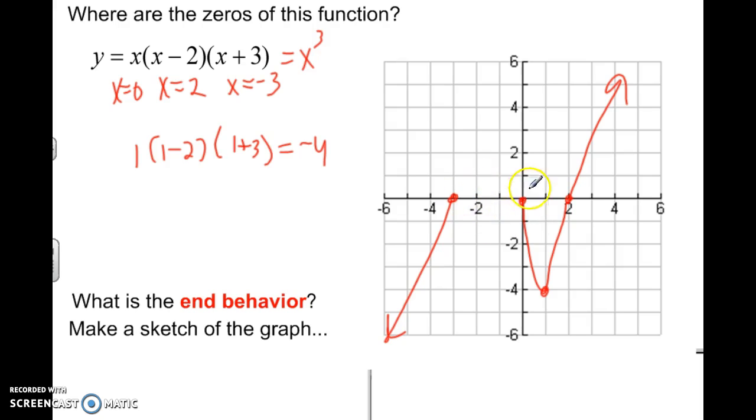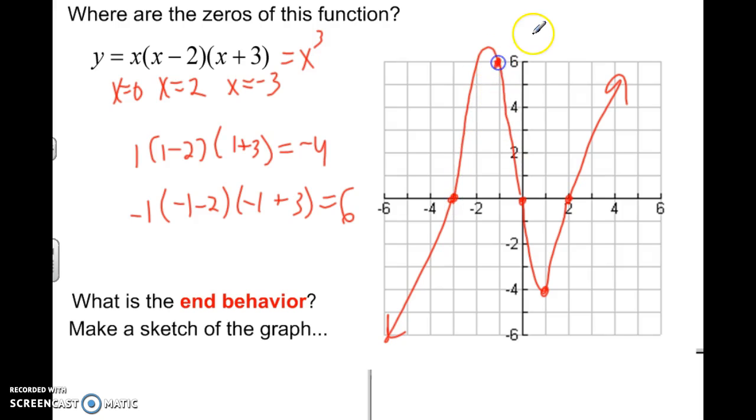Maybe plug in a value in between these two values, say like negative 1. So we're plugging negative 1 for x: negative 1, 1 minus 2, times negative 1 plus 3. And I get negative 1 times negative 3, that's 3. 3 times 2 is 6. So I think I get a positive 6 there, somewhere up there. Not sure exactly what happens, but it's going to look something roughly like this.